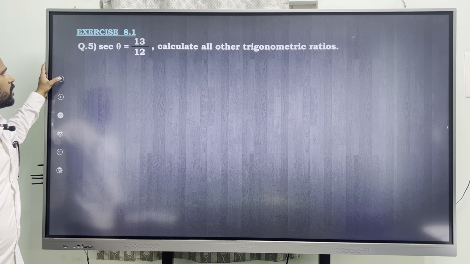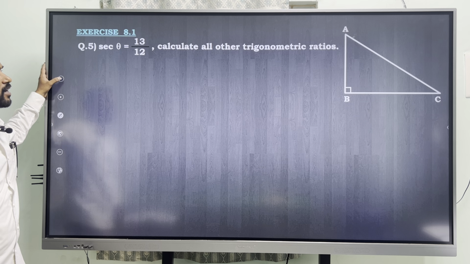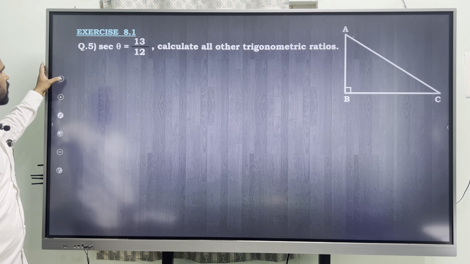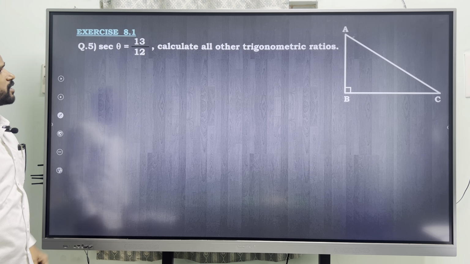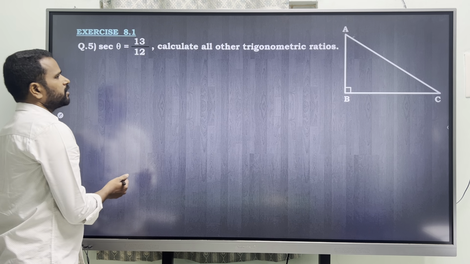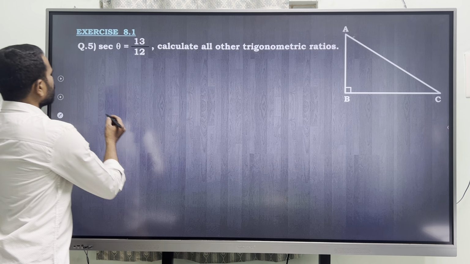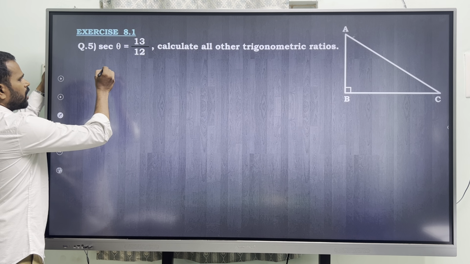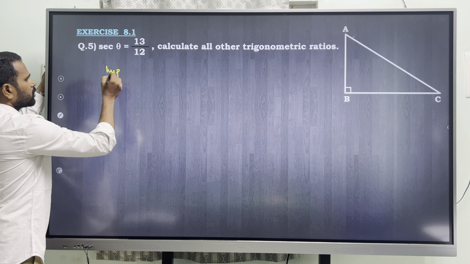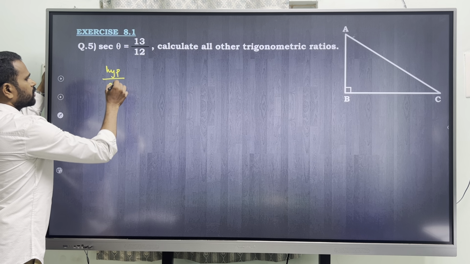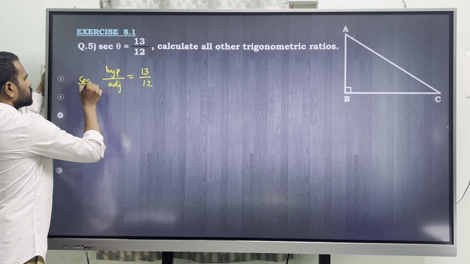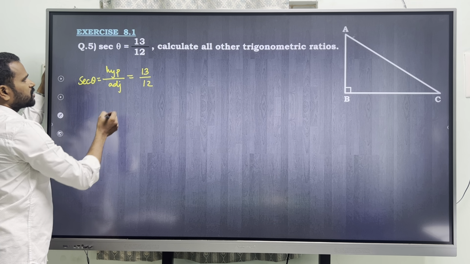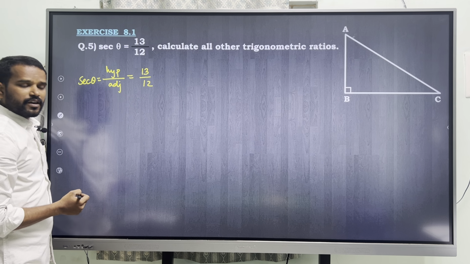Okay, this is the next thing. So next, what is given? Secant theta is given as 13 by 12. Calculate all other trigonometric ratios. Understand? Now, see here, secant theta. What is the definition of secant theta? Hypotenuse by adjacent side is equal to 13 by 12, because the definition is this, and this ratio is given.